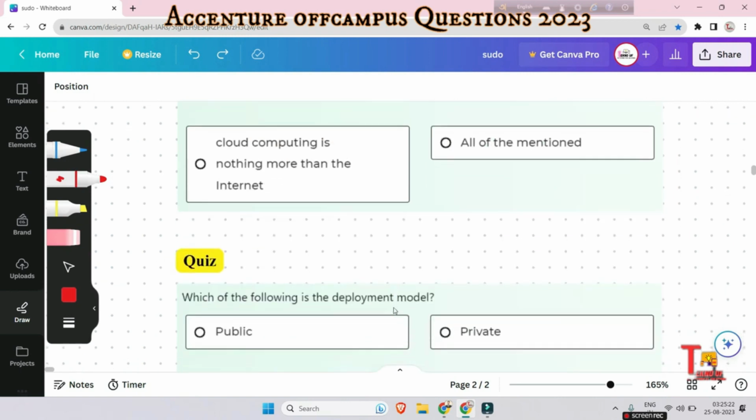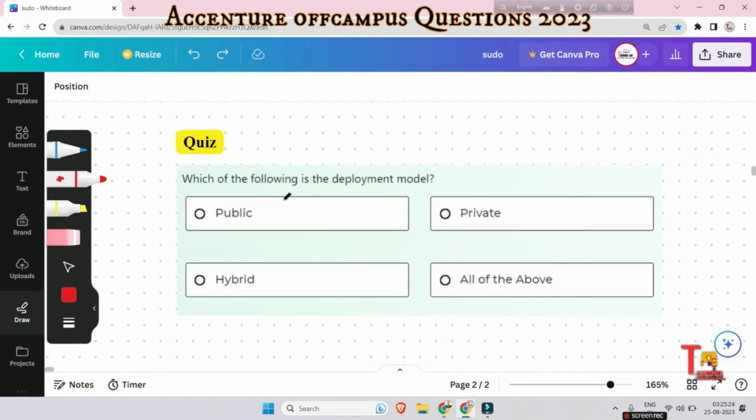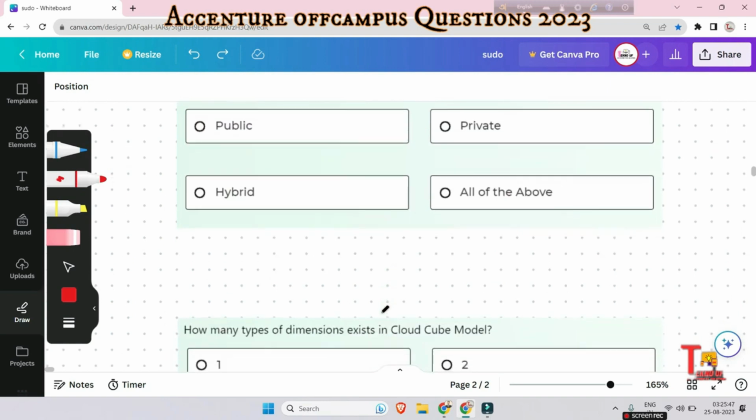Okay, the next question is a quiz for you, and this is very important but easy. Which of the following is the deployment model? I have already covered this deployment model in the previous video. If you did not watch, I am requesting you to please watch that, because I don't want to explain this more. So please answer this in the comment section. Which of the following is the deployment model?